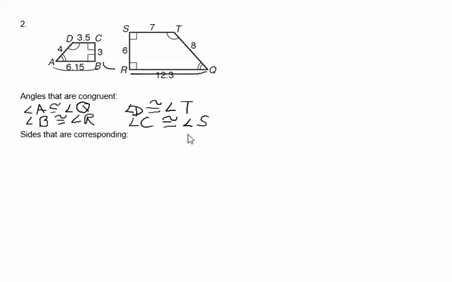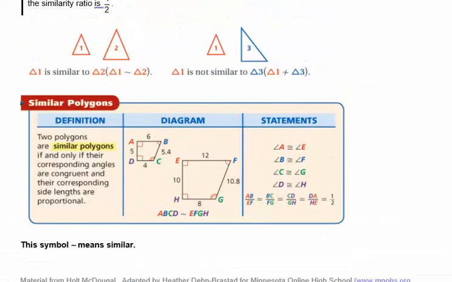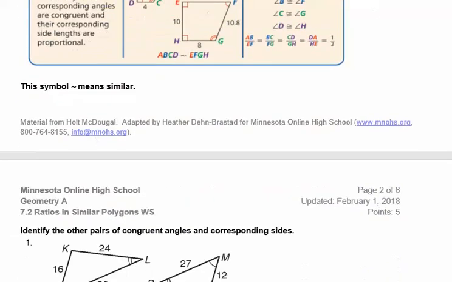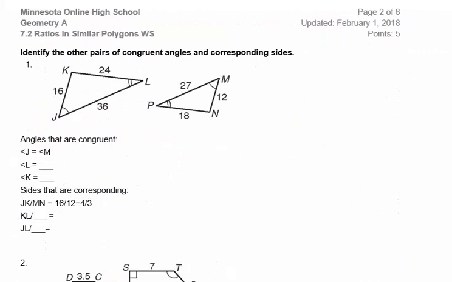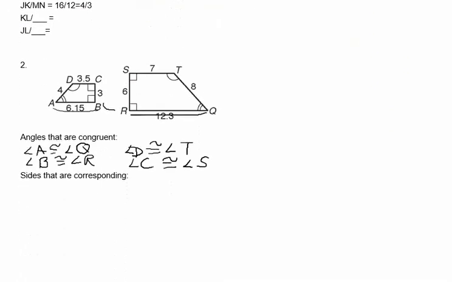Now the next one are the sides. The sides are a little bit trickier. To find the sides that are corresponding, we're going to write them in ratios, like they do here. And for each ratio of sides, we will go ahead and find the ratio of them so that it'll make it easier to do the next step, which is the similarity ratio.